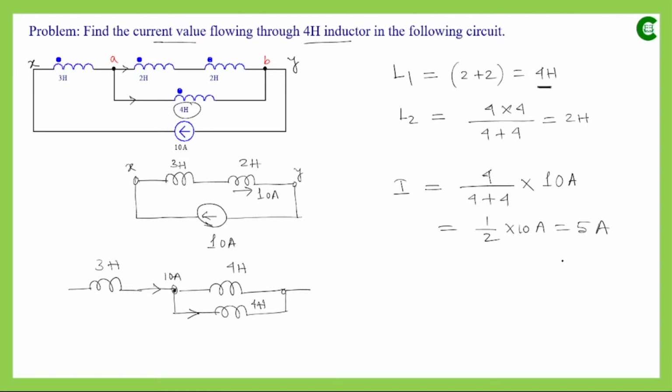If both the inductors or both the passive elements have the same value, then without even using the formula, we can say the current divides equally. And this time the current which will be flowing through this 4 Henry inductor is 5 ampere.